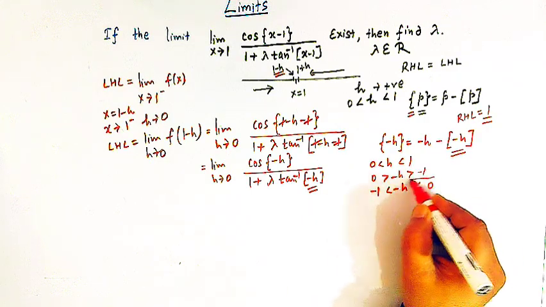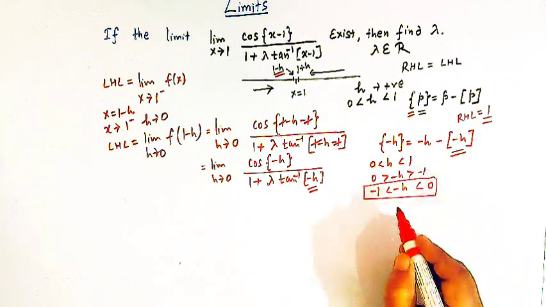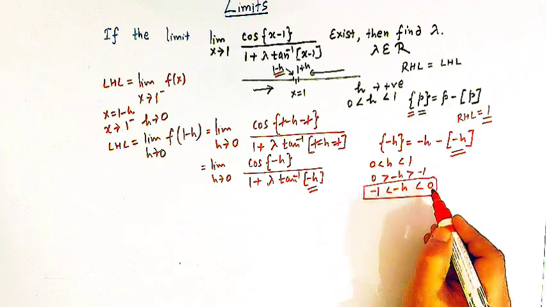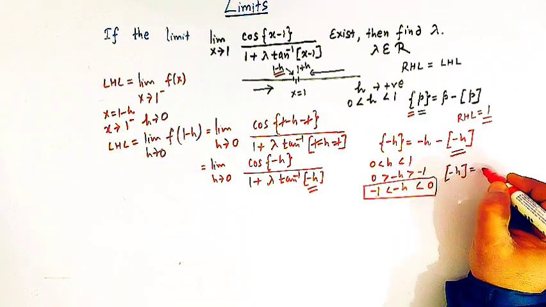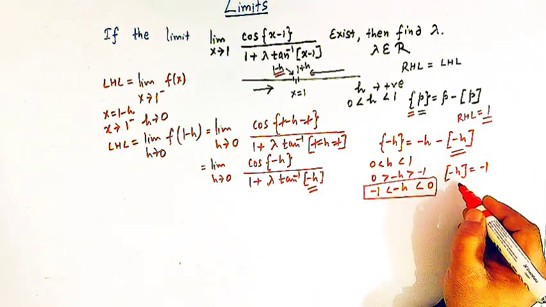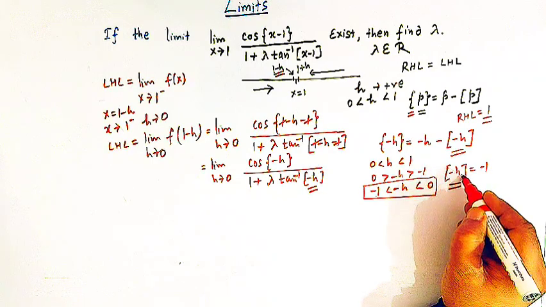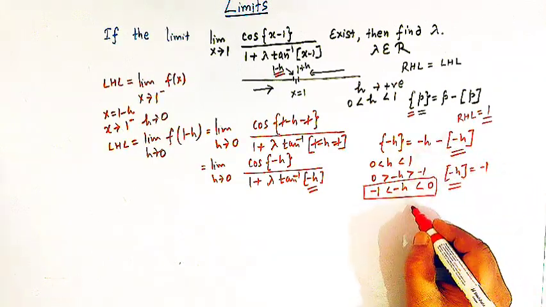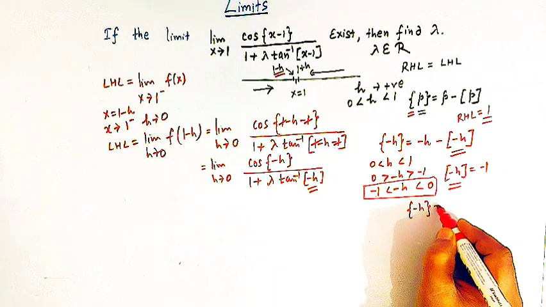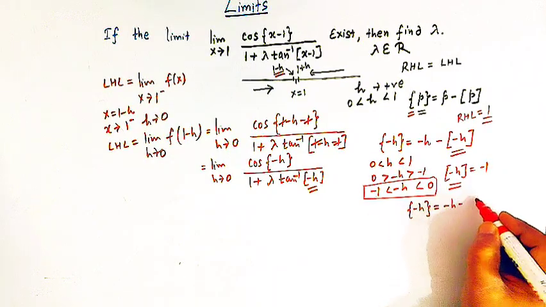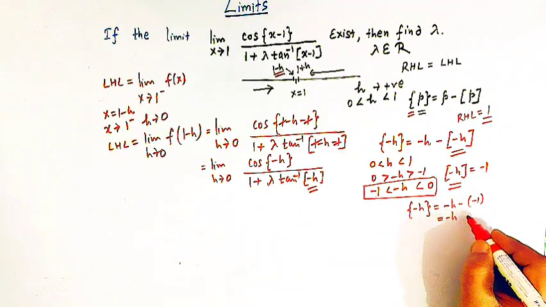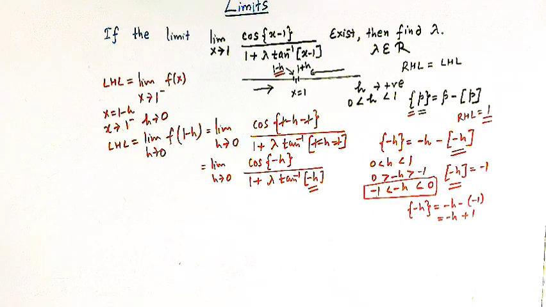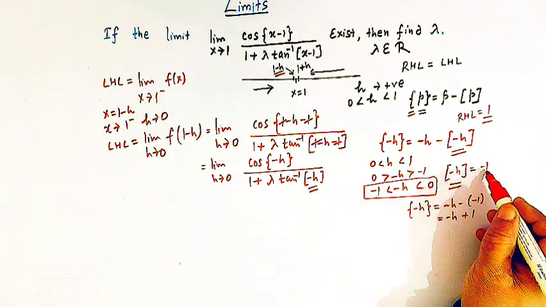So this important inequality suggests that minus h lies between minus 1 and 0. So the greatest integer of minus h should be equal to minus 1, right? So substituting the greatest integer of minus h over here, the fractional part of minus h is minus h minus, then we have here minus 1. So this is minus h plus 1, right? And the value of the greatest integer of minus h is minus 1.